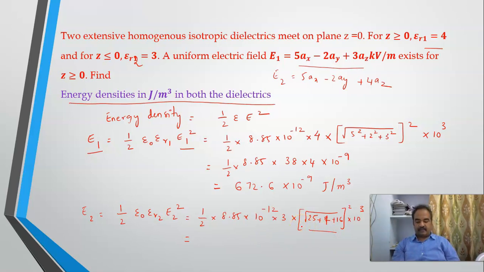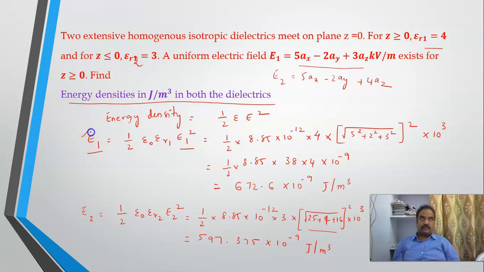45 into 3, I'll get somewhere around 45 into 3 into 8.85 divided by 2. I'll get somewhere around 597.375 into 10 to the power of minus 9 J per meter cube. This is my expression. Okay. Now, I hope you have understood how to compute the energy densities, right? Now we will move on to the next problem.